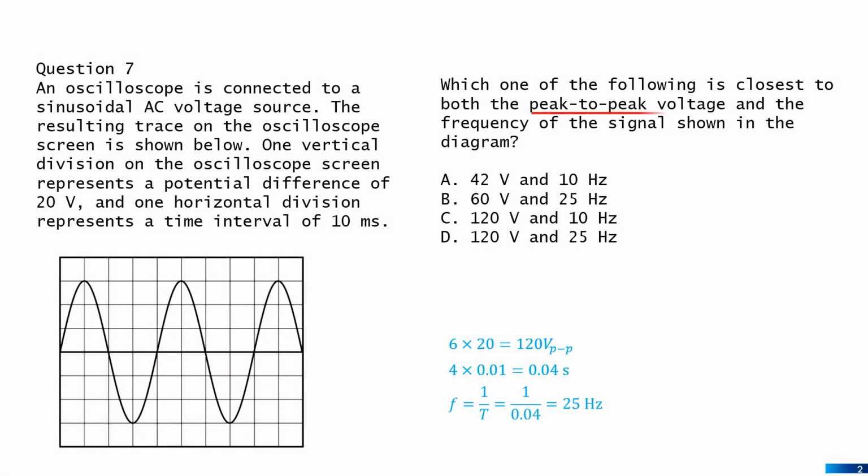Ask for the peak-to-peak voltage and the frequency. One vertical division represents 20 V, so the peak-to-peak voltage is 120 V. One horizontal division represents 10 milliseconds, so the period is 40 ms. The frequency is the reciprocal of the period and is 25 Hz. Finally, D is correct.